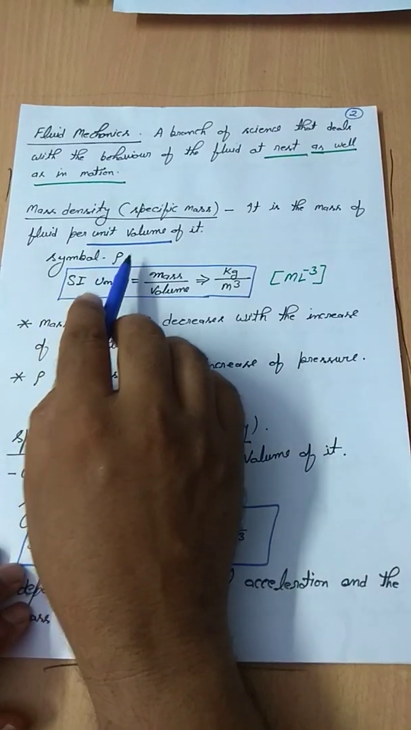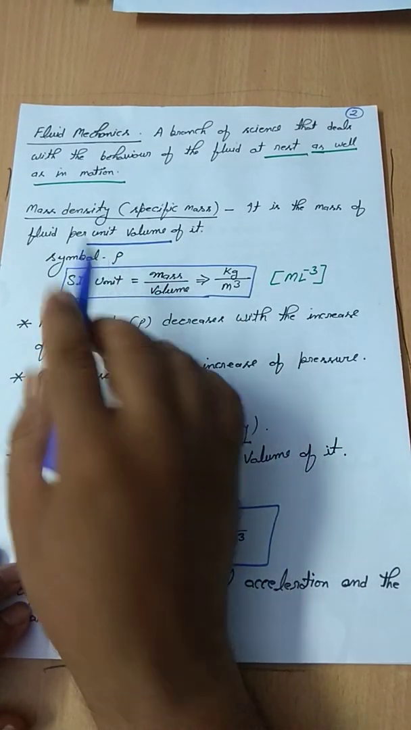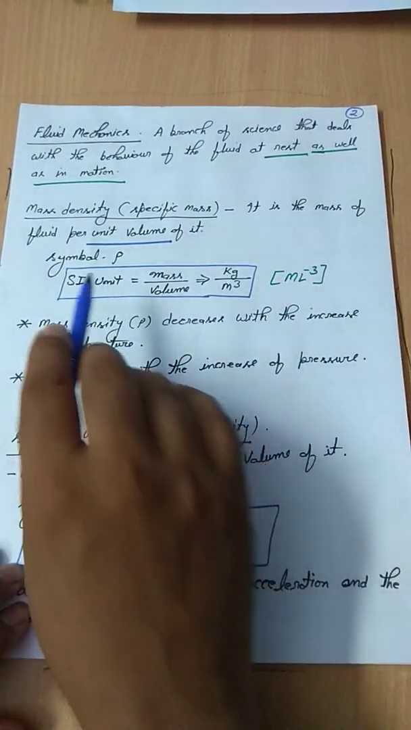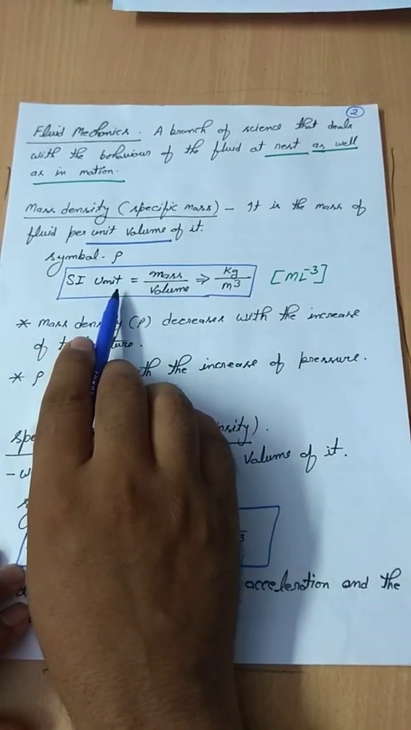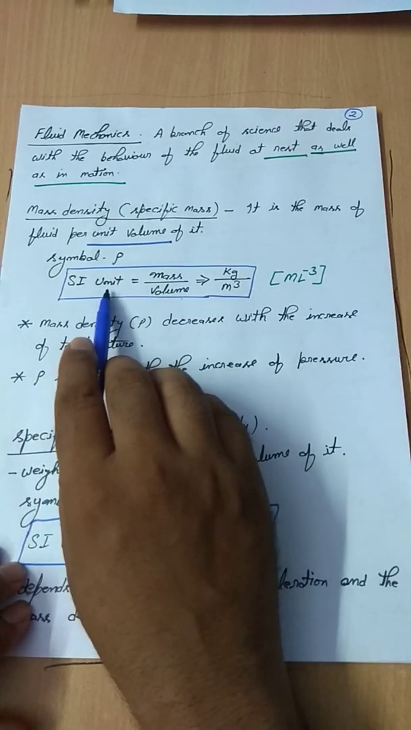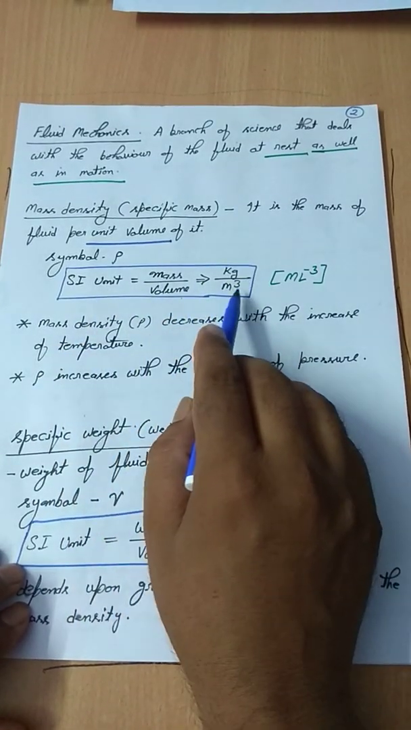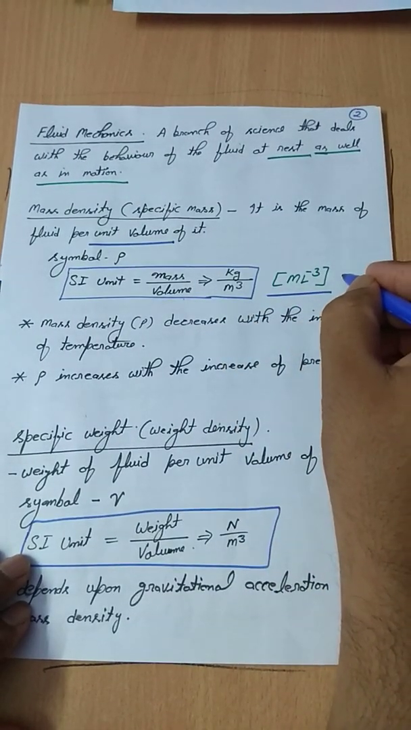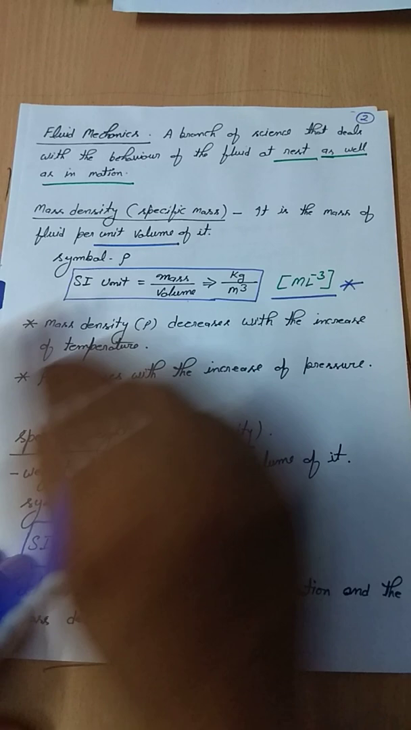And generally mass density of a substance is represented by rho. What then is mass density? Mass density is nothing but mass upon volume. So the SI unit of mass density is kg per meter cube. Here this is very important: on the basis of dimensions, questions have been asked several times in competitive examinations.